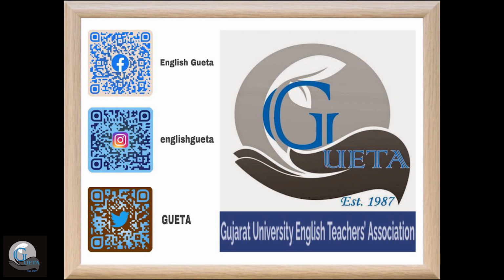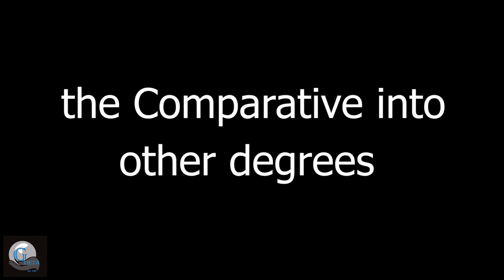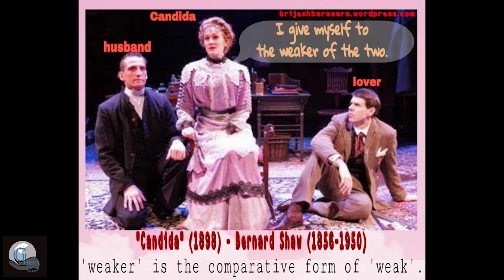In the third part of the playlist, we will discuss how to change the comparative into other degrees. In Bernard Shaw's play Candida, the heroine has to choose between her husband and her lover. She decides to give herself to the weaker of the two.